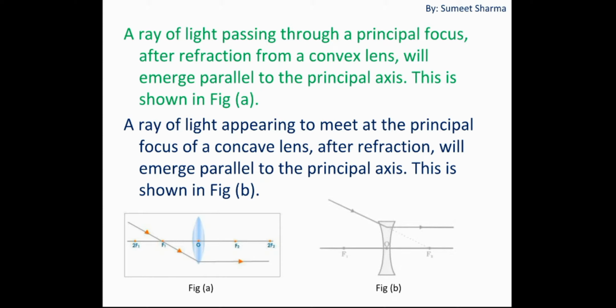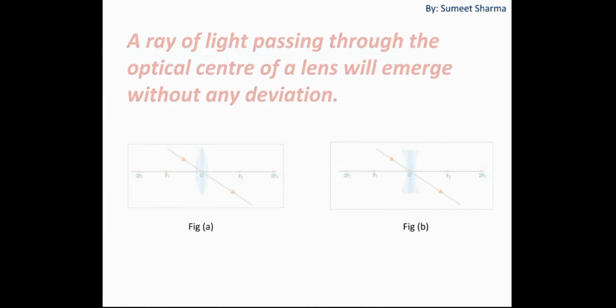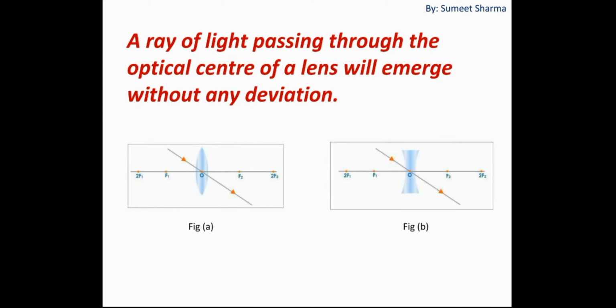In case of concave lens, a ray of light appearing to meet at the principal focus of a concave lens after refraction will emerge parallel to the principal axis. So if a ray appears like it will pass through the principal focus on the other side of the lens, so after refraction that ray will emerge as parallel to the principal axis. Got the point?